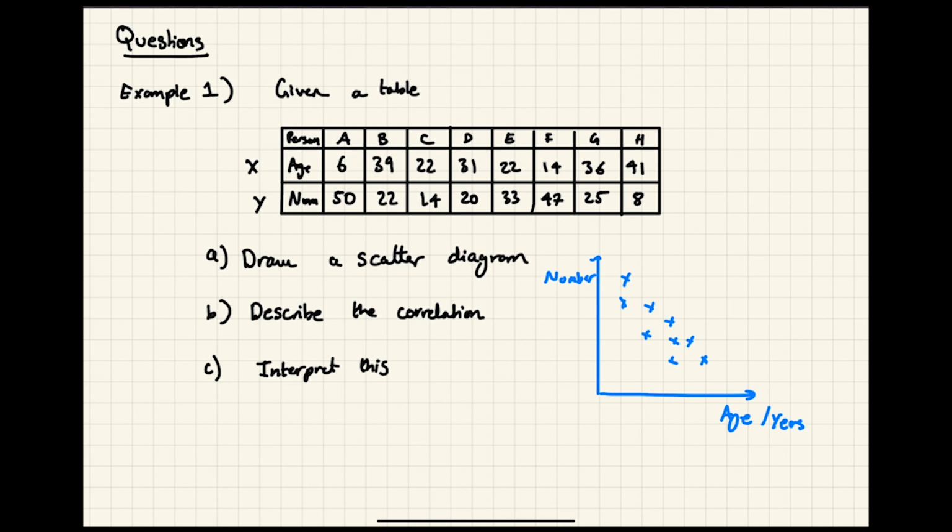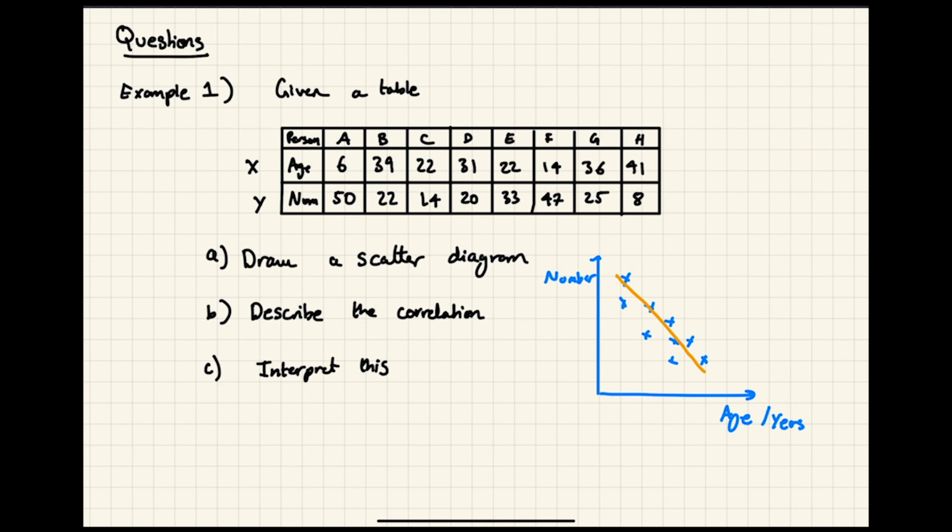The next thing you'll be asked to do is to describe the correlation between the 2 variables that you have. As you've seen before, there's a clear downwards trend, and you probably have a line of best fit, something like that. You don't have to draw it in, but this is just to demonstrate the point. You'd say there's probably a weak negative correlation between these points. And then the next part of this question will ask you to interpret it.